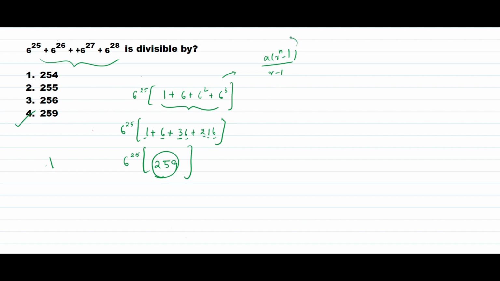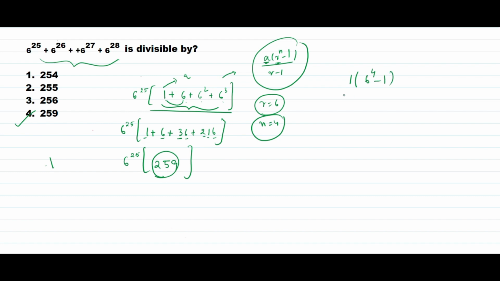Let's see the formula also for adding this series. See, what is a? It means the first term here. Here the first term is a, and r is the common ratio, meaning the second term by the first term, that is 6 by 1, so r is 6, and n is the number of terms here. How many terms? 1, 2, 3, 4, so n is 4. So if you apply in this formula, a is 1, r is 6, n is 4: 6 power 4 minus 1 by 6 minus 1.